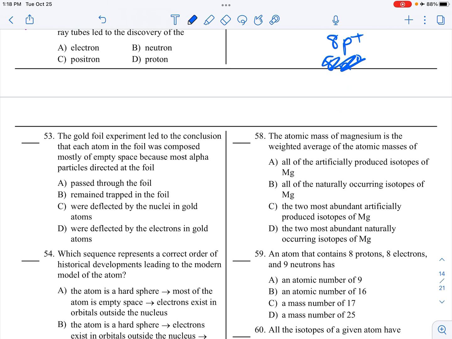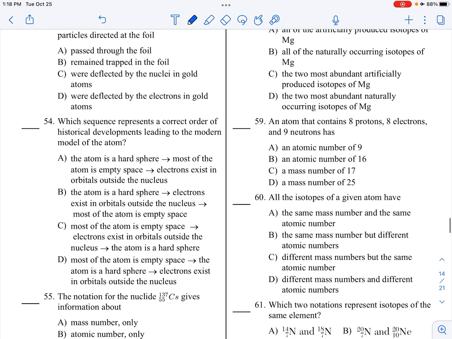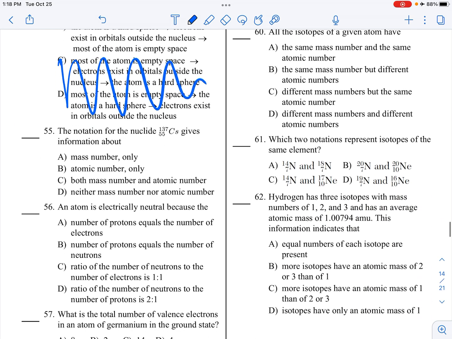The gold foil experiment led to the conclusion that each atom was composed of mostly empty space, because the alpha particles went right through. If they go right through, there's nothing to stop them, so it shows it's empty. Another one about historical models: hard sphere is definitely first, then empty space, then electrons. No, empty space comes before electrons.